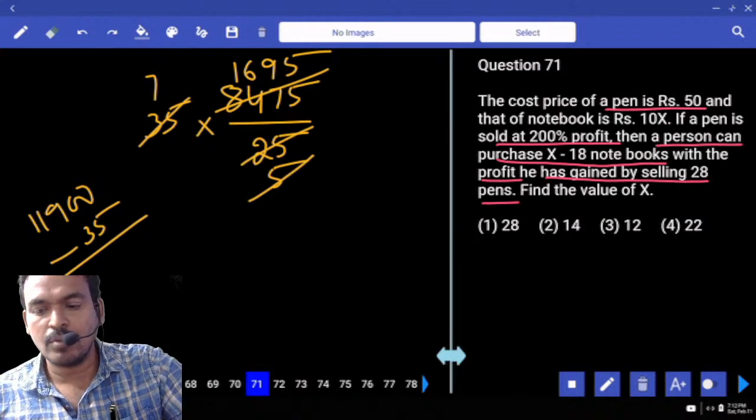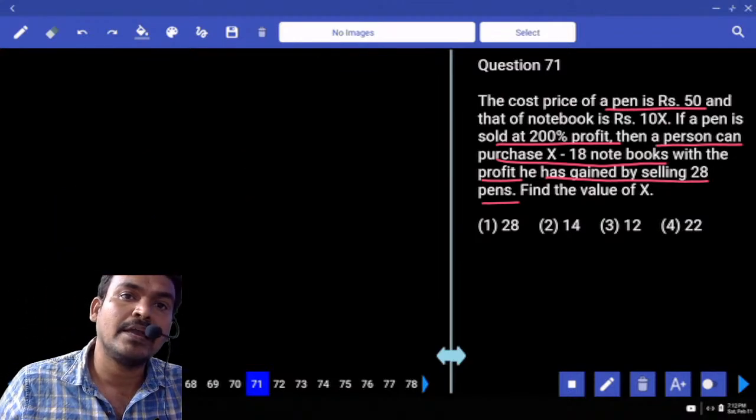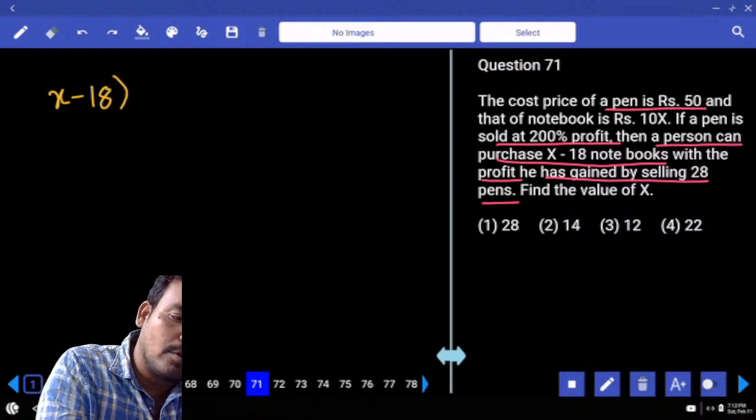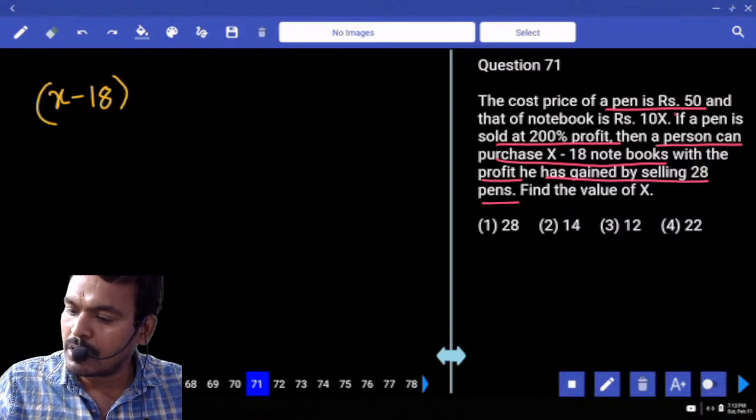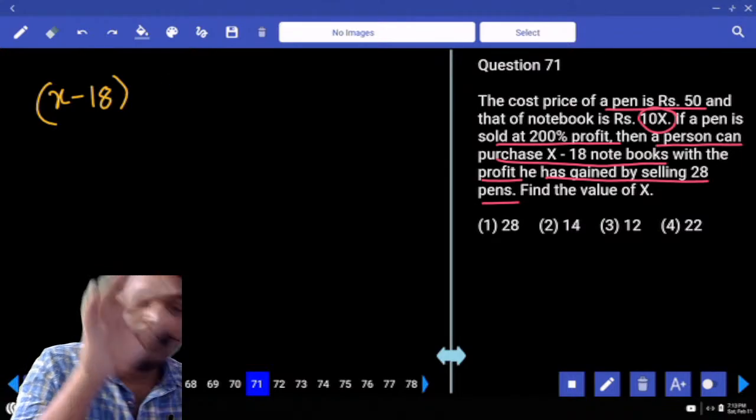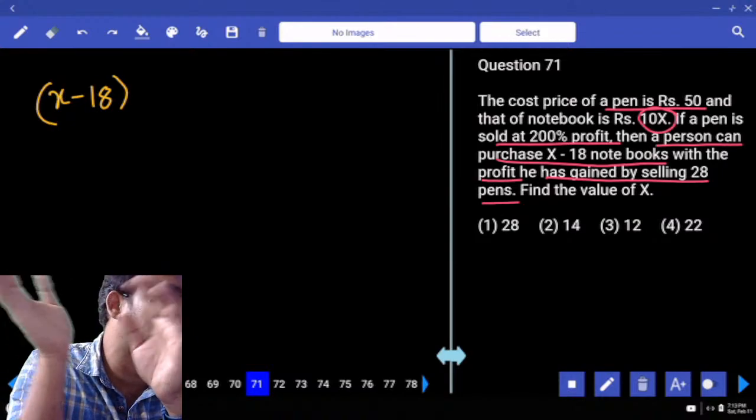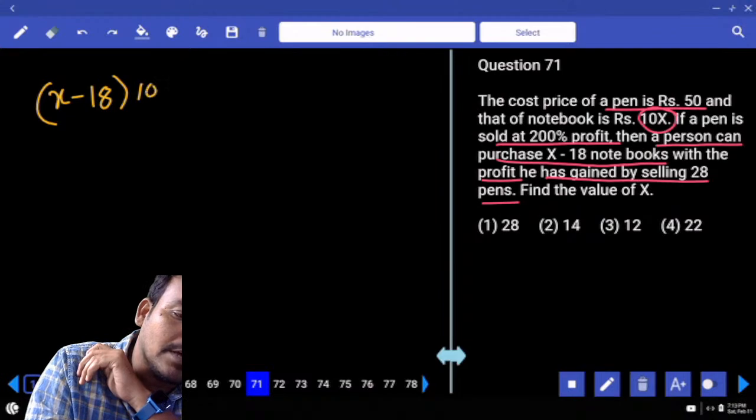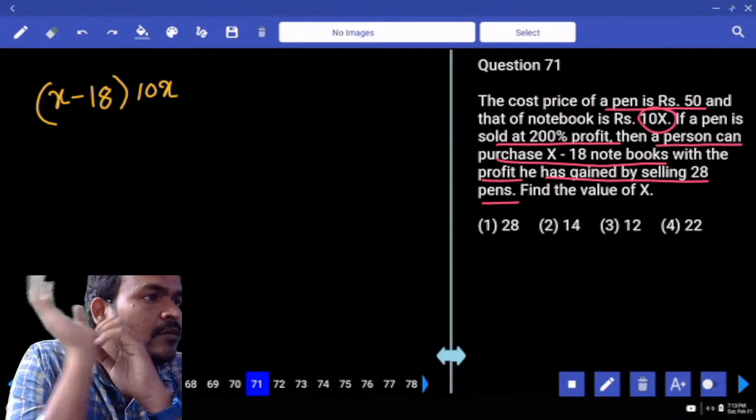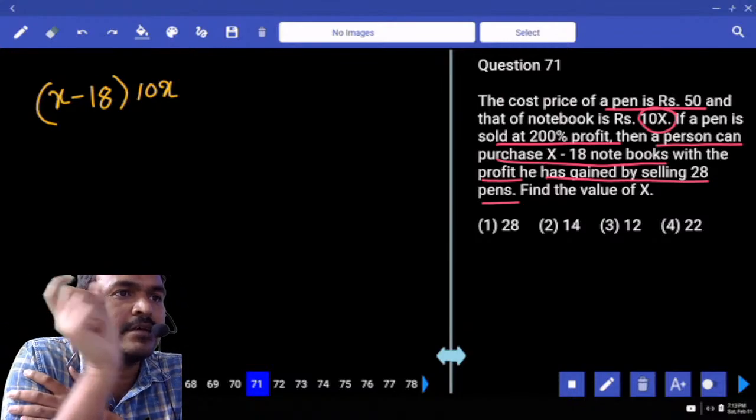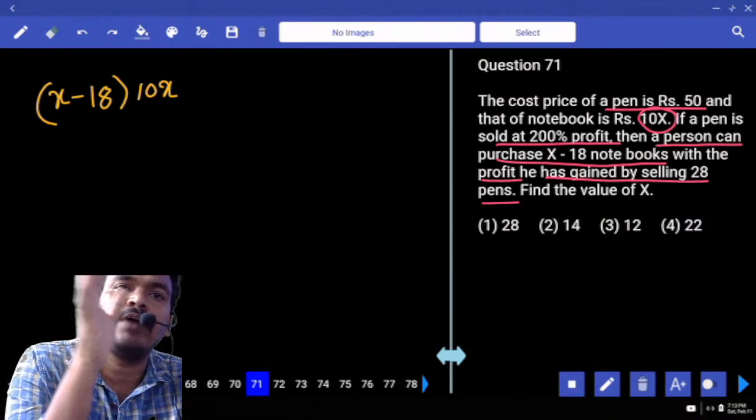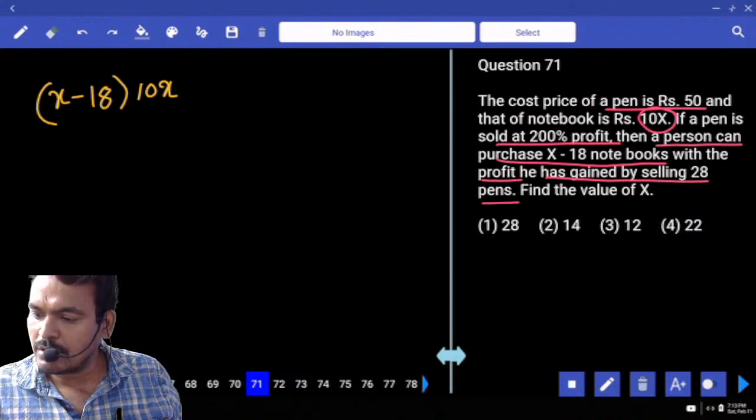First, how many notebooks are purchased? X minus 18 notebooks. Every notebook cost price is how much? 10x. Every notebook is 10x, but the number of notebooks is x minus 18. What is the total cost price of x minus 18 books? X minus 18 into 10x. What is each one's cost price? 10x. What is the number of books? X minus 18. These two are multiplied, we get the total cost price of x minus 18 books. And it is also equal to which one?